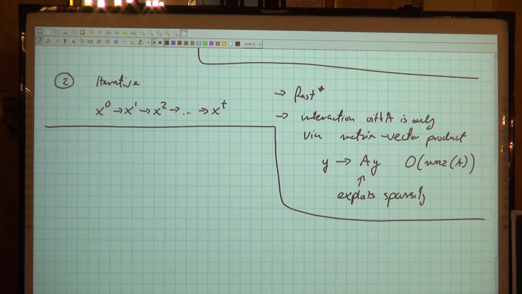Okay, so let's try to talk about that. Before we do, we just have to deal with some technical things. So far we only know that A is invertible.